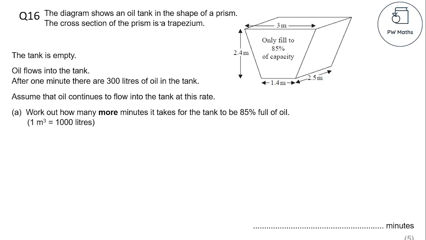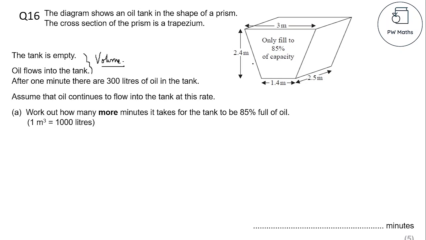The diagram shows an oil tank in the shape of a prism. Actually, we've got a lovely trapezium shape here, a lovely trapezoid. The cross section of the prism is a trapezium. The tank is empty. Oil flows into the tank. At that point, I'd be starting to think, well, if we're talking about oil in a tank, we need to be working out the volume.